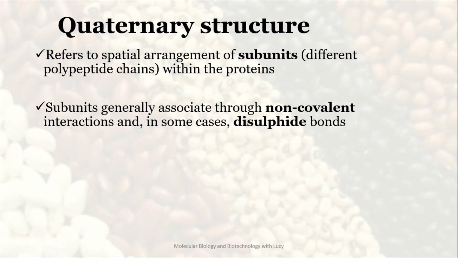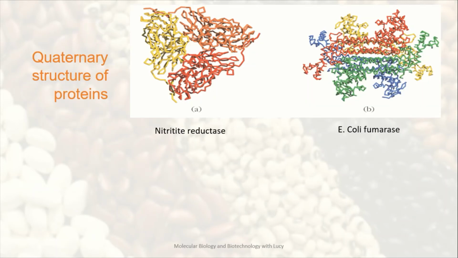Then let's see the quaternary structure. As we have seen, the quaternary structure is found in oligomeric proteins that are composed of more than one subunit. The quaternary structure refers to the spatial arrangement of subunits. Within the proteins, subunits generally associate through non-covalent interactions, and in some cases disulfide bonds. These beautiful pictures show us different quaternary structures of proteins.